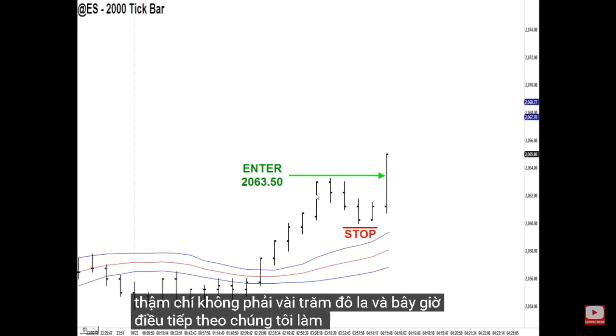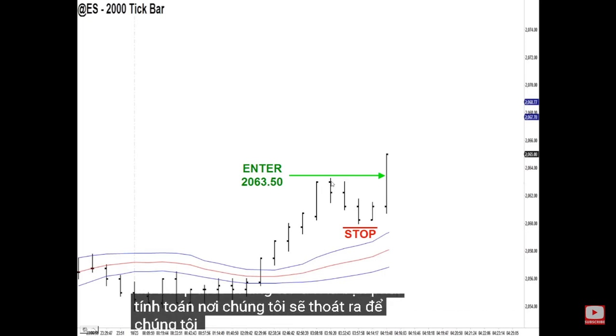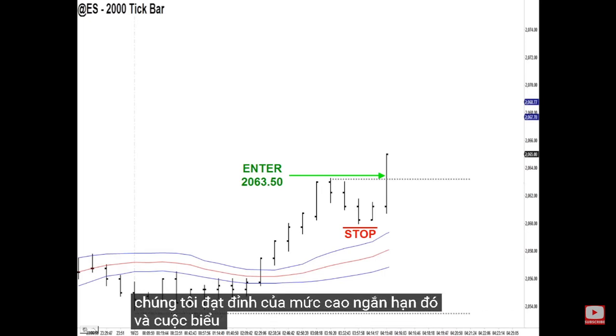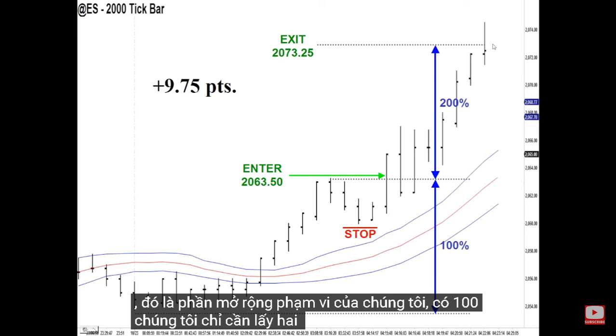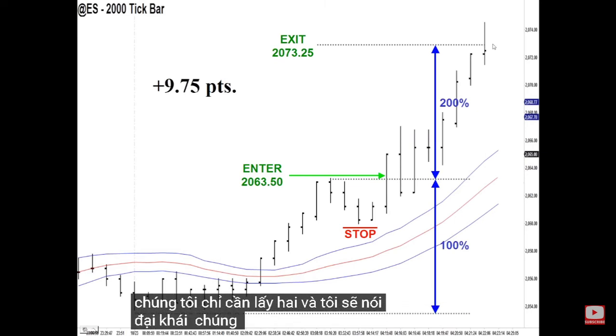And now the next thing we do is calculate where we're going to exit. So we take the top of that short-term high and where the rally started down here. That's our range extension. There's 100. We simply take 2, and I would say roughly we entered around, let's see, 4:15.